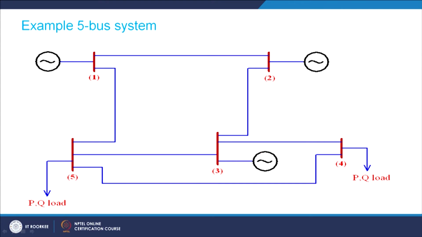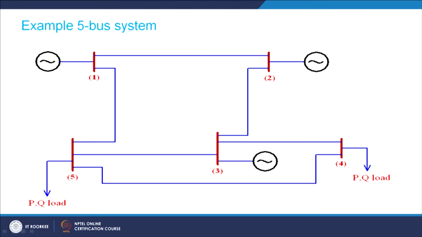So, at bus 1, bus 2 and bus 3, these generators are connected. Bus 1 generator is assumed to be the slack bus, and bus 2 and bus 3 are the PV buses. And then we have 2 more buses, bus 4 and bus 5, which are nothing but the PQ buses, and at these 2 buses there are PQ loads.